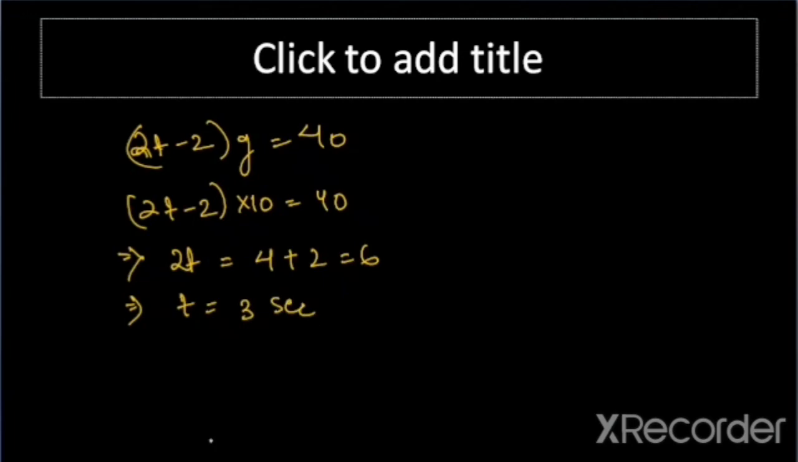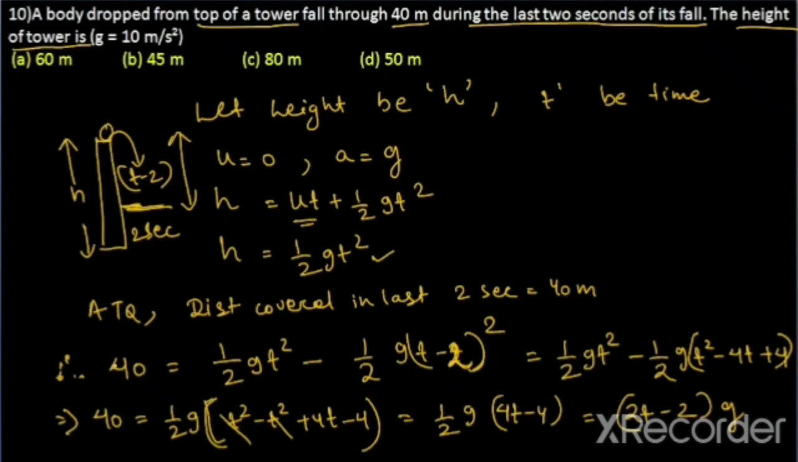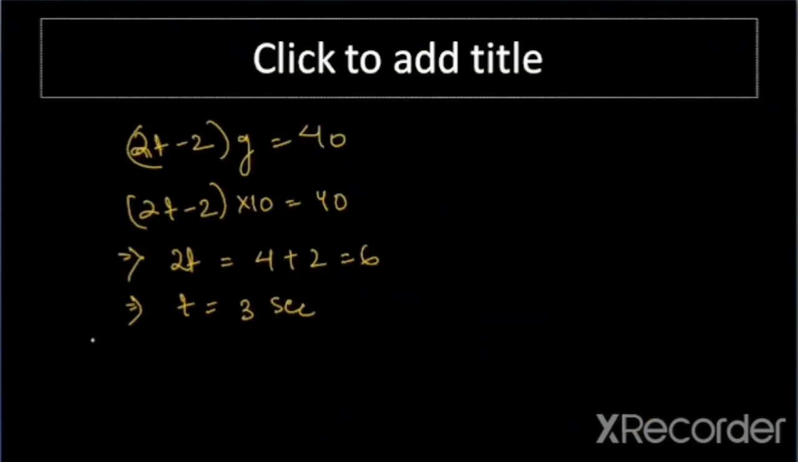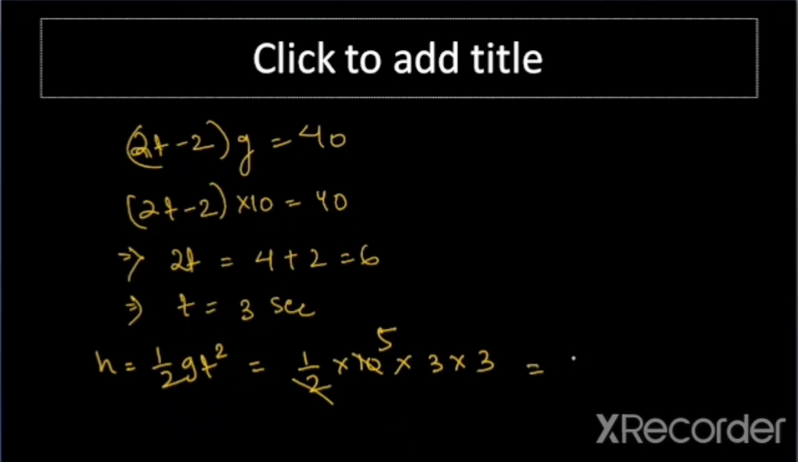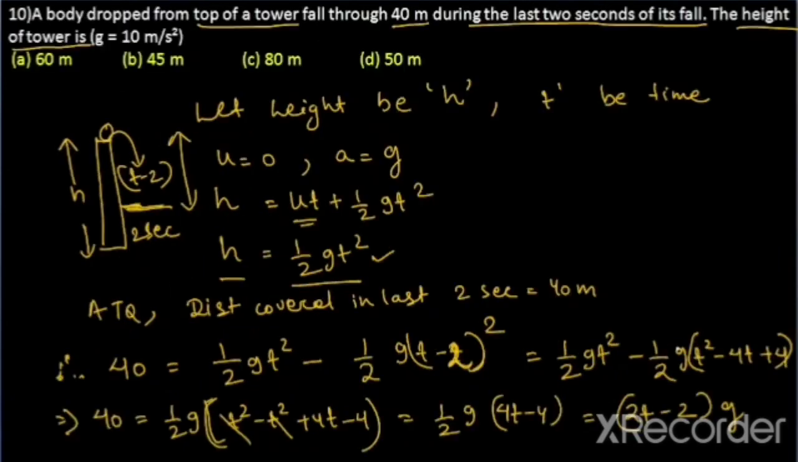Time is 3 seconds. And we have to calculate the height of the tower, that is h, which is equal to half gt square. Here we put the value of t: half into 10 into 3 into 3, that is 2 into 5 is 10, and 5 into 3 into 3, 9 into 5, that is 45 meter. So the height of the tower is 45 meter. Option number B is our correct option.